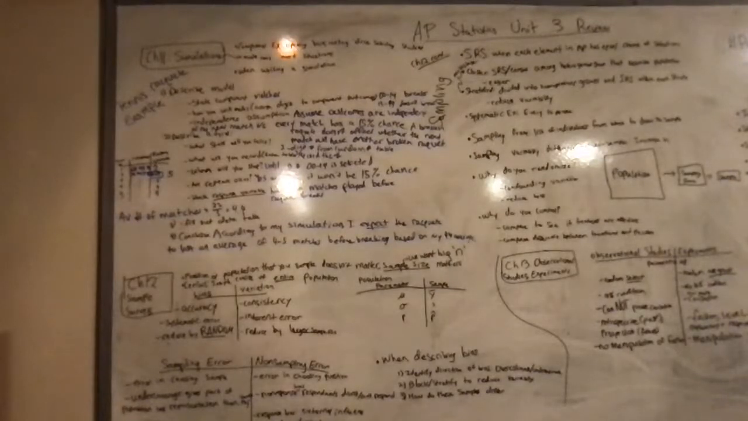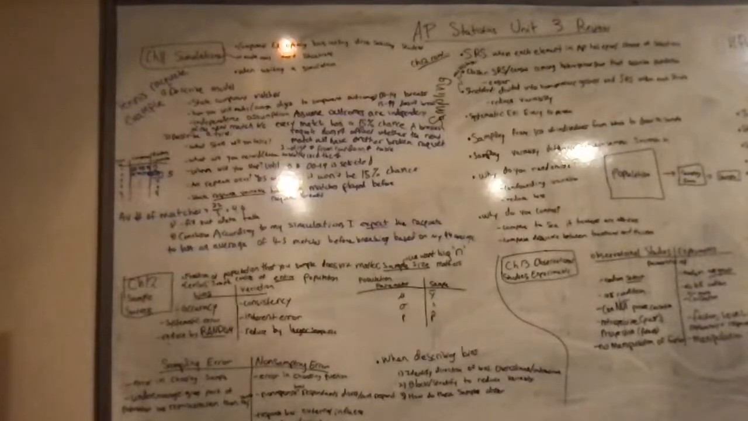So you want to assign the digits. You want to say if you're using single digits or double digits. In this case, 0 to 14 is if it breaks, and 15 to 99 is if the racket doesn't break. And then you want to say the independence assumption. To do a simulation, the outcomes must be independent. And then describe a trial. What steps will you take?